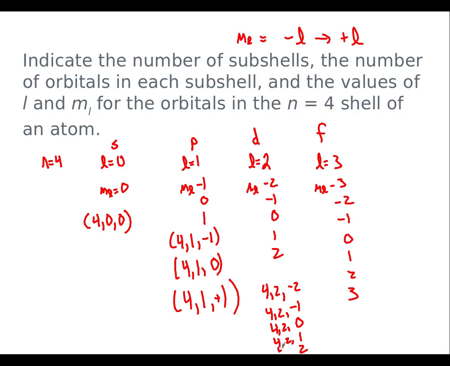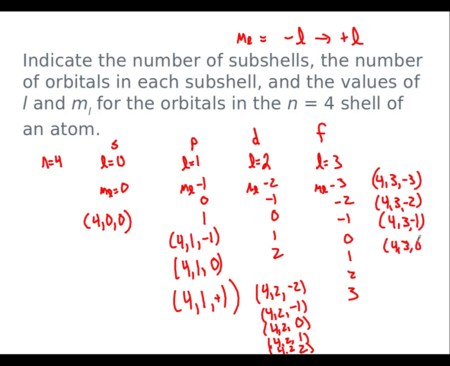I'm out of space, but parentheses. And so I don't do that again, run out of space that is, I'm just going to actually write them over here. So I have 4, 3, and negative 3. 4, 3, and negative 2. 4, 3, and negative 1. 4, 3, and 0. 4, 3, and 1. 4, 3, 2. And 4, 3, 3.